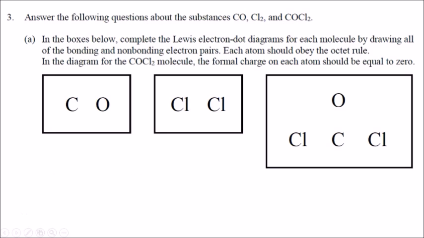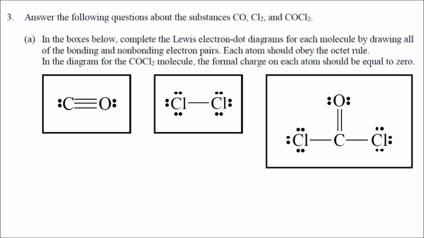Number 3. We're going to fill in the Lewis electron dot diagrams for each molecule. So for the carbon monoxide molecule, it looks like this. A total of 10 electrons with a triple bond. For the chlorine diatomic molecule, it's going to be a total of 14 electrons, and it's a single bond, looks like this. And then the last molecule, it's going to be a single bond for the carbon-chlorine connections, and a double bond between the carbon and the oxygen. A total of 24 electrons in that structure.